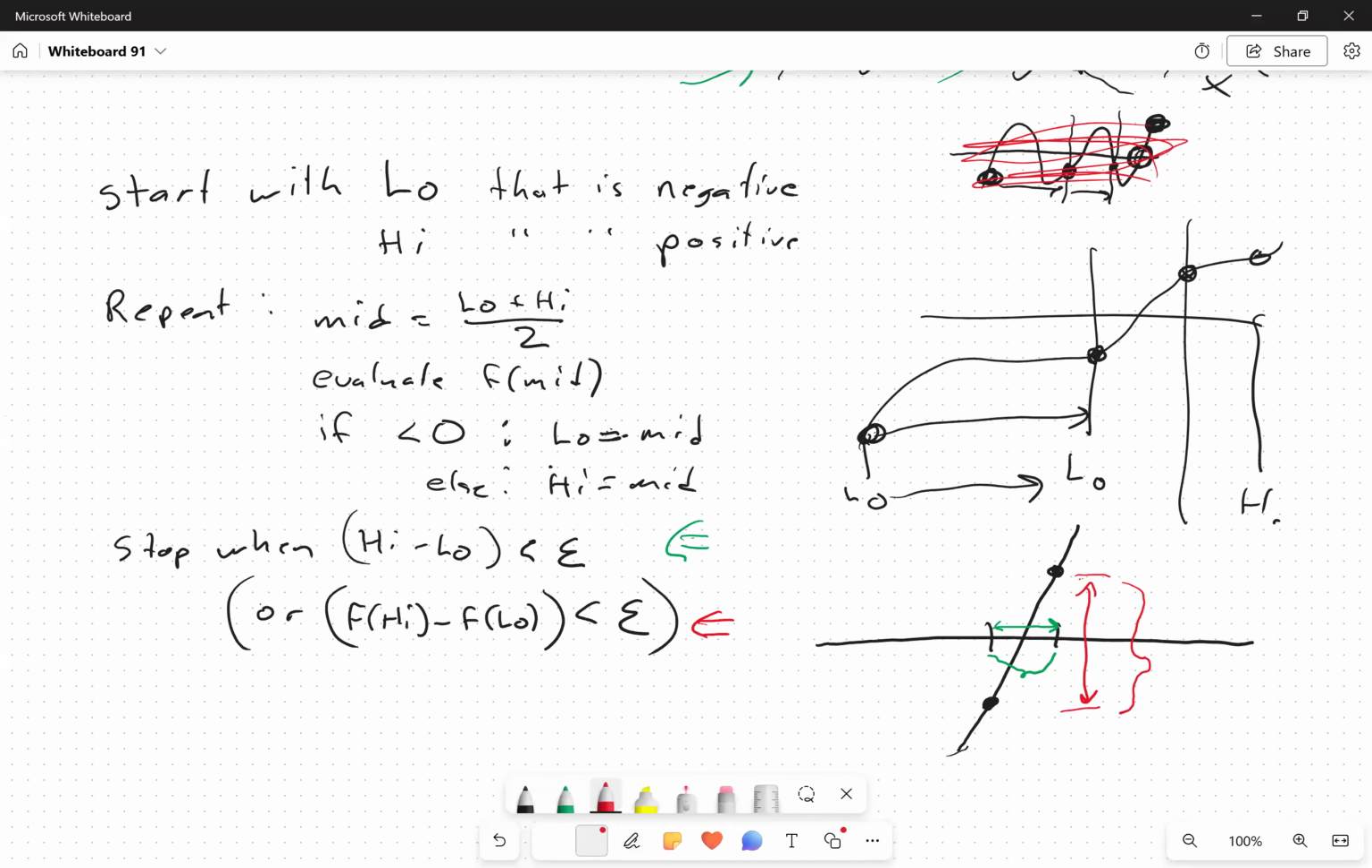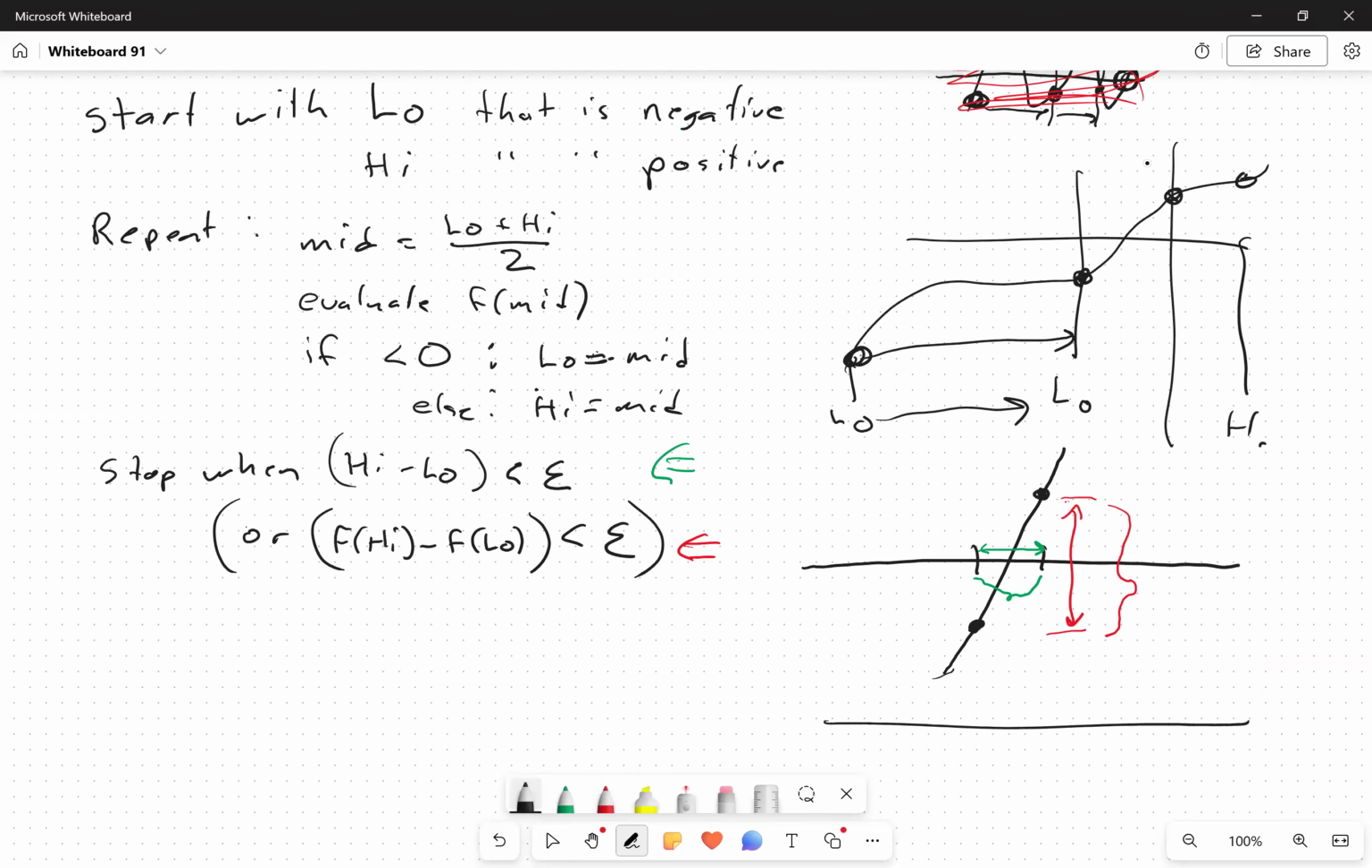And again, it can work the other way as well. If you have a very shallow function, you can have something where you have a low value here and you have a high value over here, and you'll notice that the difference in the function from here to here is very small, whereas the difference in the low and high values could be very big. So you always want to be careful about which of these two stopping criteria you actually need. Sometimes people will mess up if they pick the wrong one.